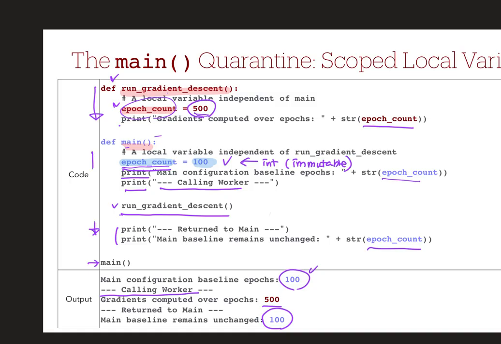even right after that variable is destroyed in the run gradient descent function, that does not have any effect on the apple count in the main function. So in the main function, apple count still has 100. So that's the situation. The apple count within the run gradient descent function, the scope is within that function. Apple count defined in the main function, the scope is limited to this main function only.